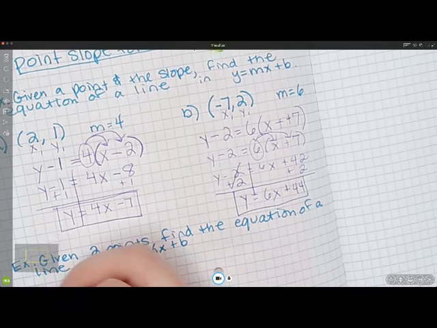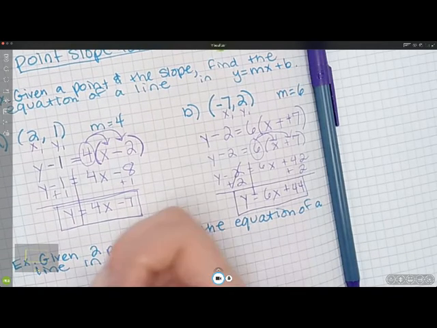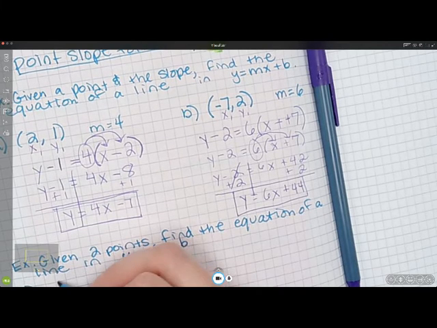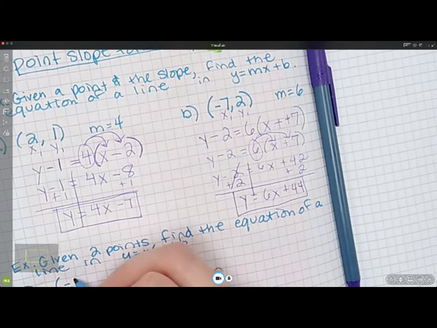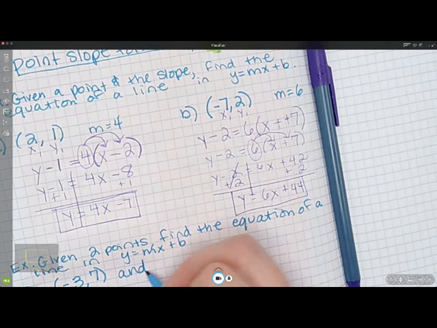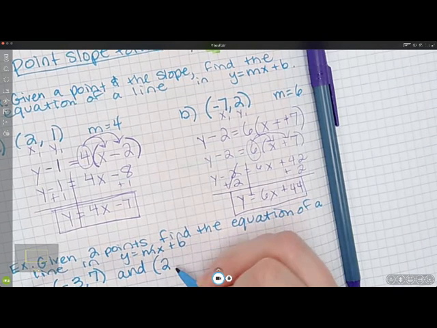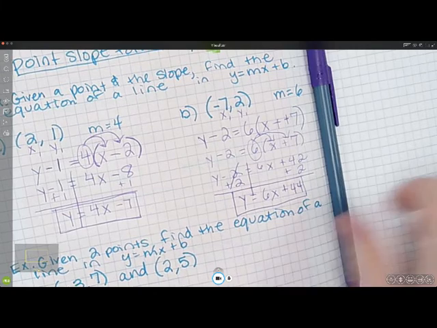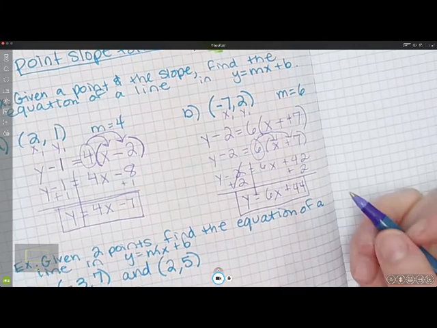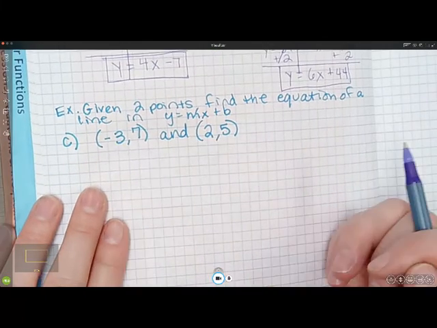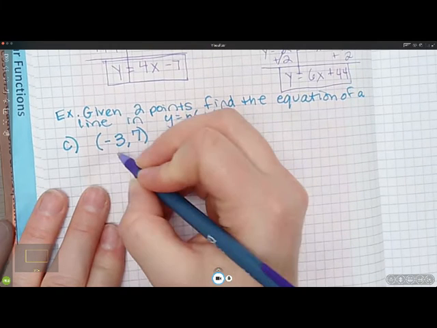Okay, so we're going to do, I'm going to say this is C. We have negative 3, 7, and 2, 5. Okay, so I'm given 2 points, but I don't have the slope. So I'm going to need to find my slope.